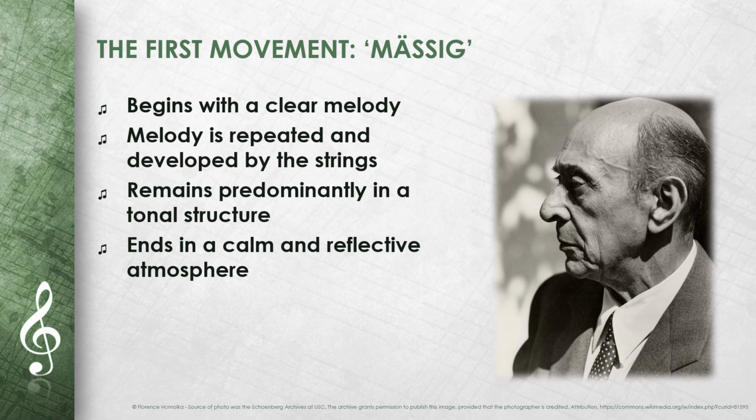The first movement, Massig, begins with a clear melody. This melody is repeated and developed by the strings in different variations. The movement remains predominantly in a tonal structure. Nevertheless, Schoenberg already shows signs of his later, freer compositional style here. The movement ends in a calm and reflective atmosphere.